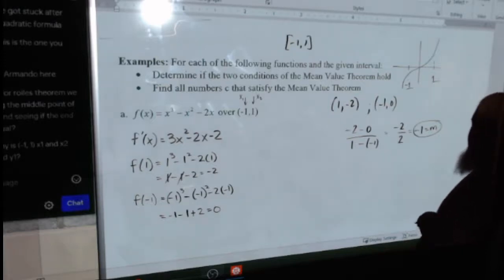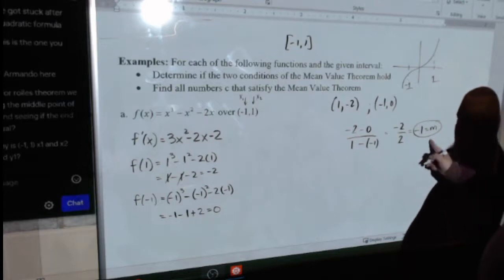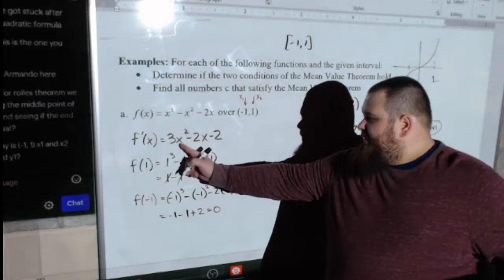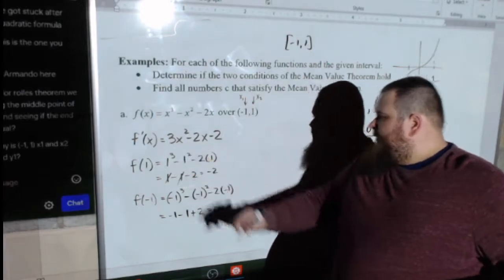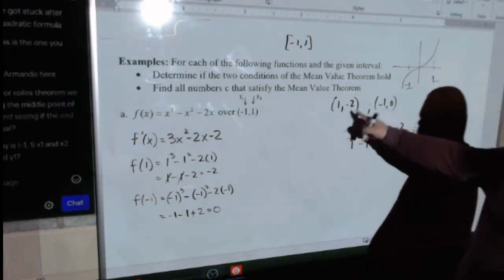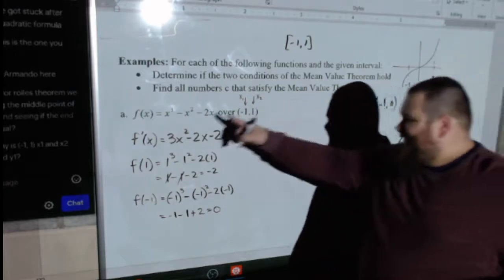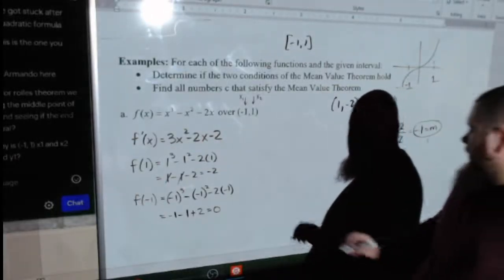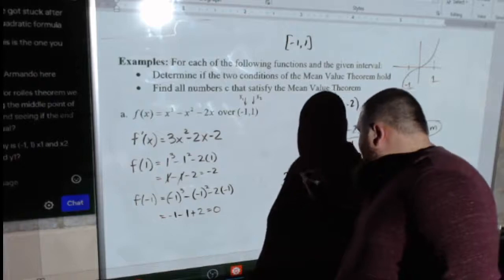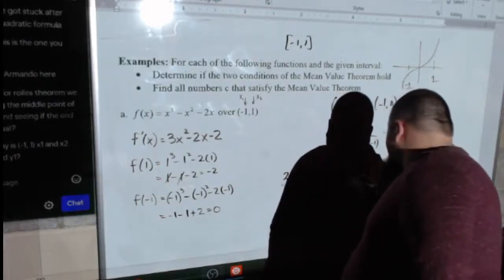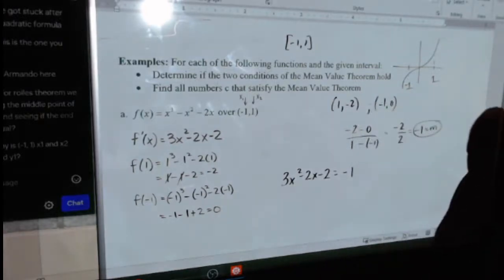So the mean value theorem tells us that once we find this slope, there's got to be some point that we can solve for here for x, such that the slope of the line between these two endpoints is the same as the slope of the tangent line to the curve. So I need to set these two things equal.